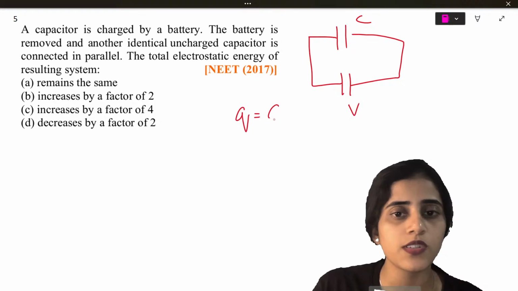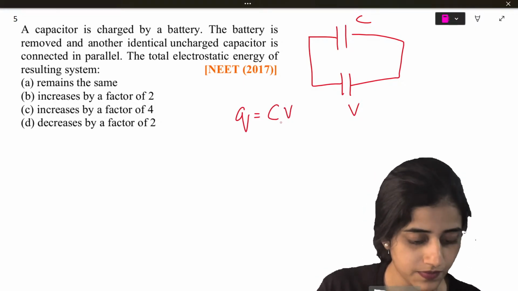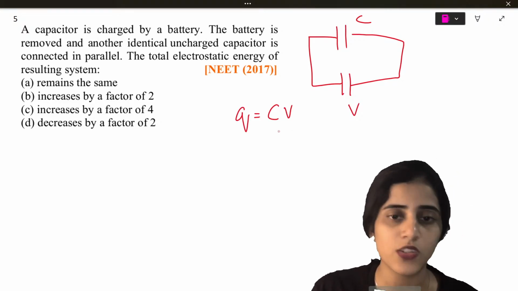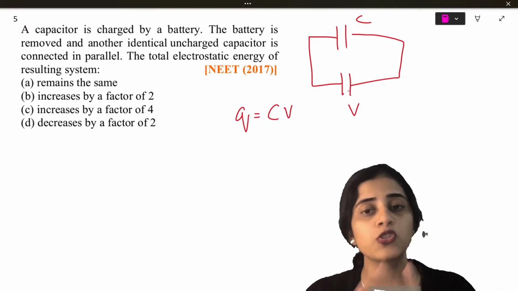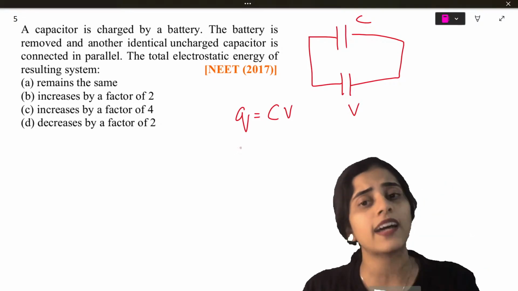Q is equal to C into V. Okay. Q is equal to C into V. Now what am I going to do? What I'm going to do is, I am going to remove this battery and put another capacitor there.